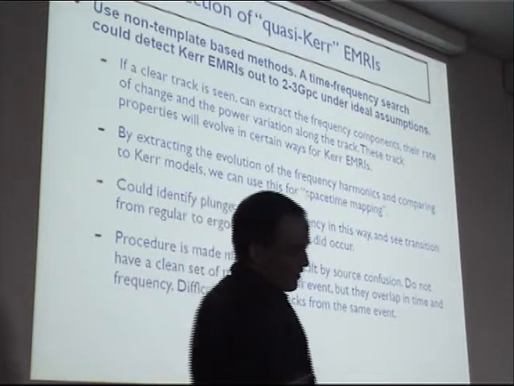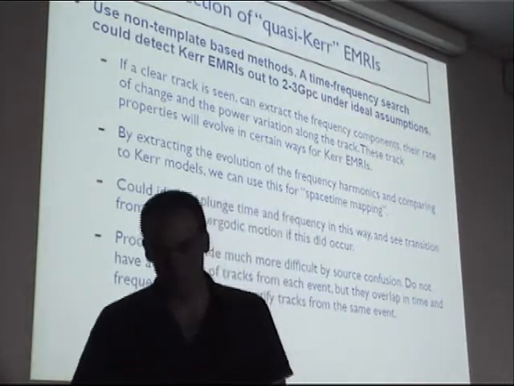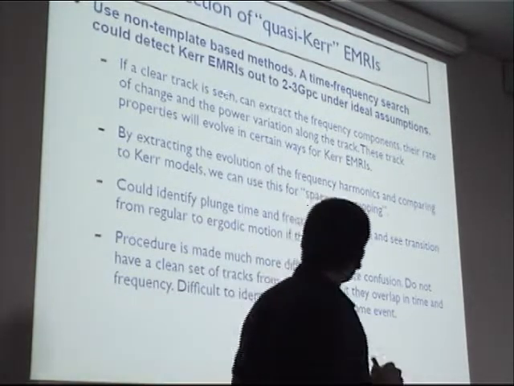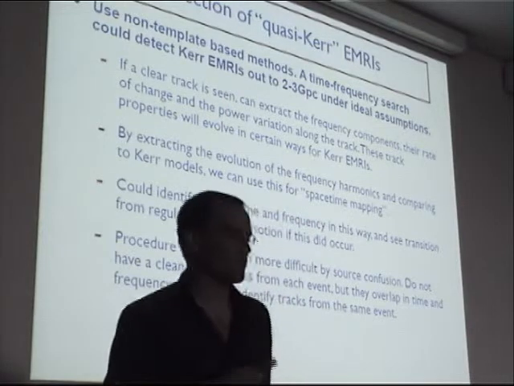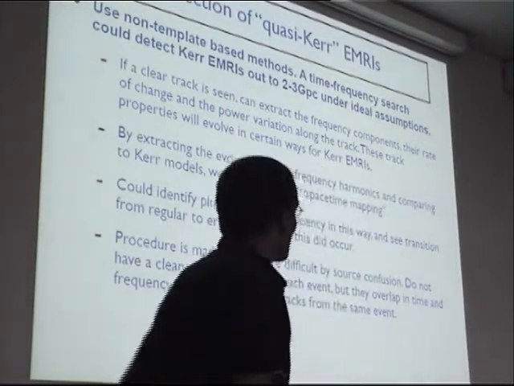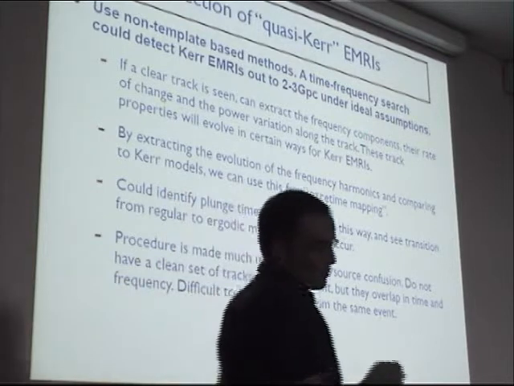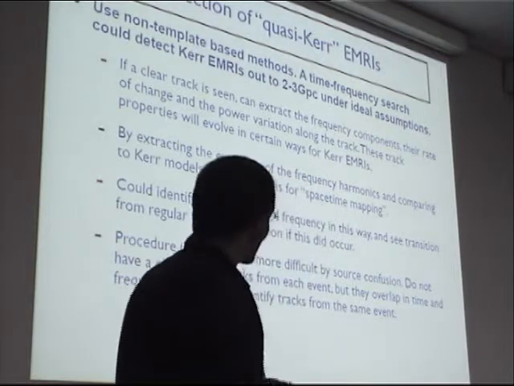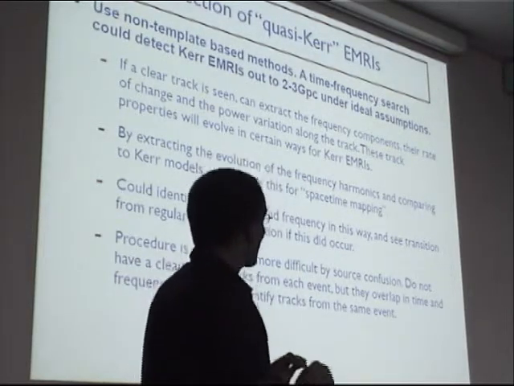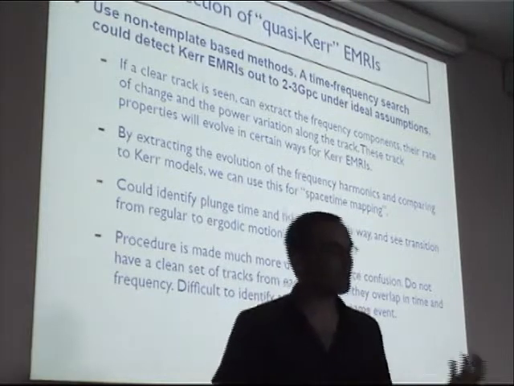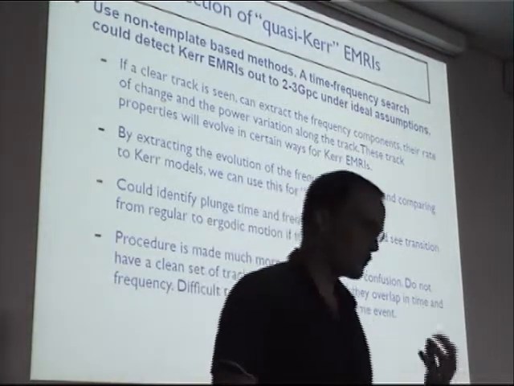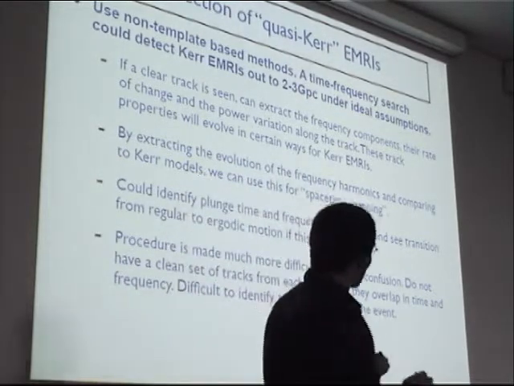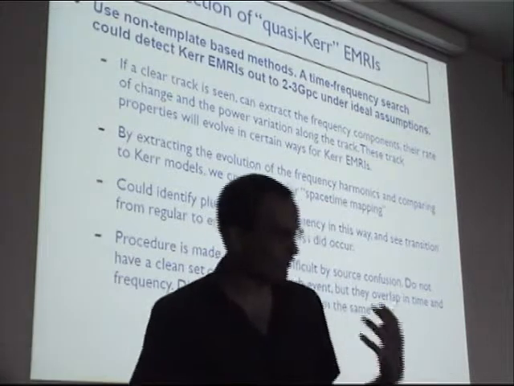The other method that may be plausible, and that has been explored, is time-frequency techniques. As Kurt mentioned this morning, you can probably detect an inspiral into Kerr at 2, maybe 3 gigaparsecs if you make ideal assumptions. So in principle, if you do a time-frequency analysis, you see a clear track, you can extract the frequency components, how these evolve, and how the power varies along the track. In principle, these properties will evolve in certain ways if it's a Kerr EMRI, but if it's something that's not, then again, that's a test that it's not a Kerr inspiral.